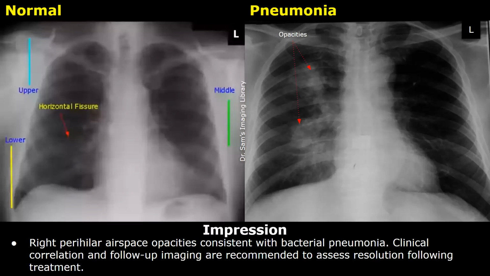This is the impression: right perihilar airspace opacities consistent with bacterial pneumonia. Clinical correlation and follow-up imaging are recommended to assess resolution following treatment.